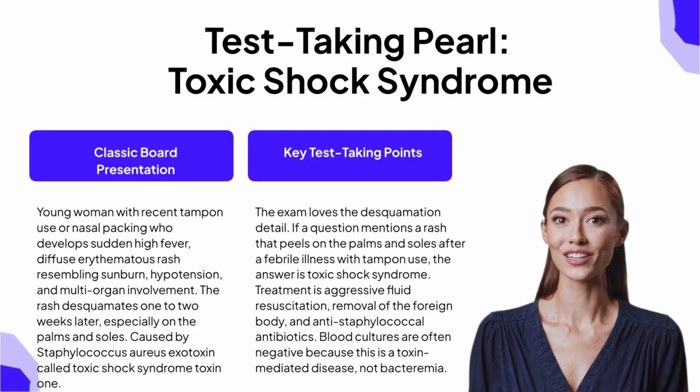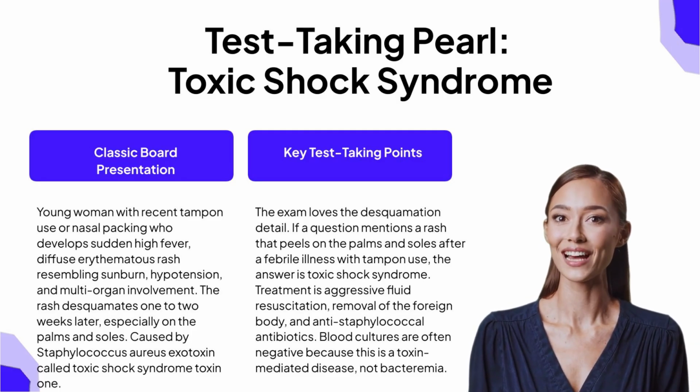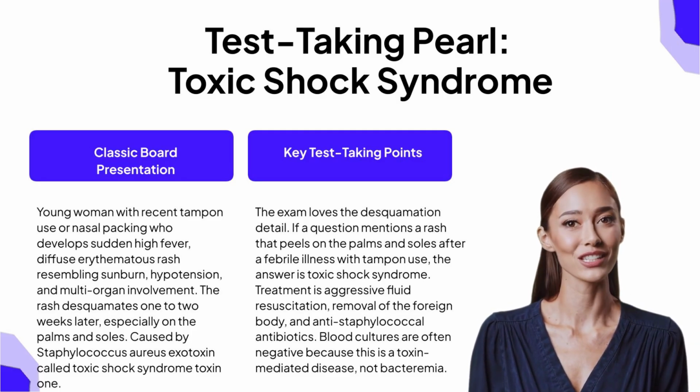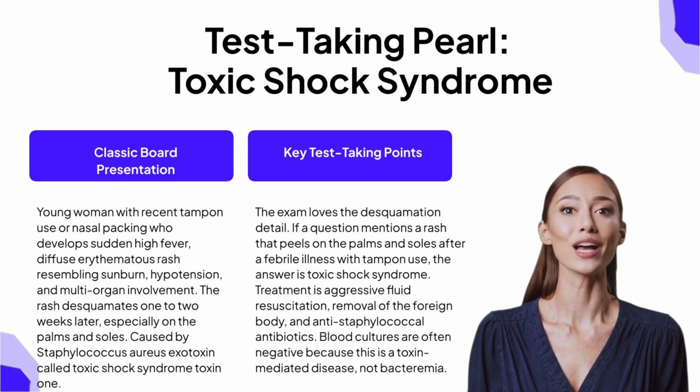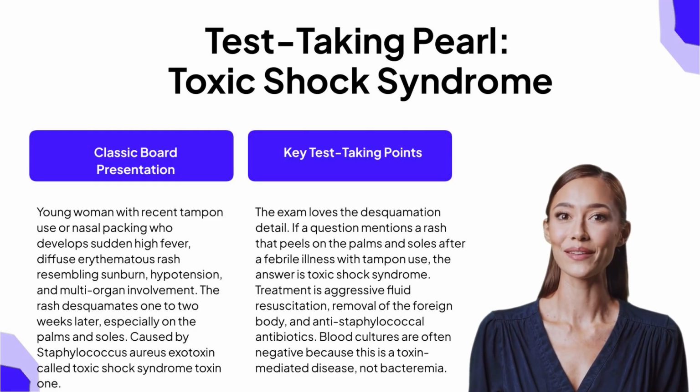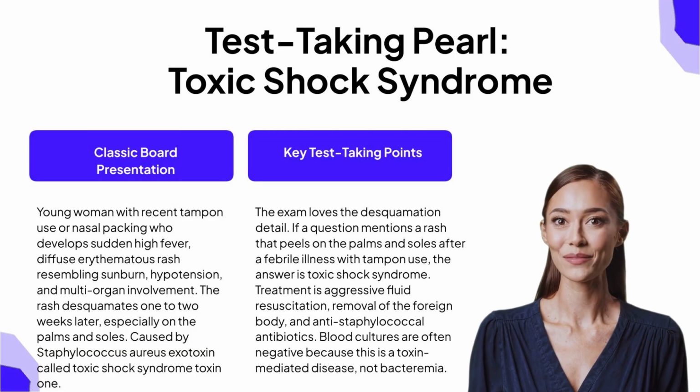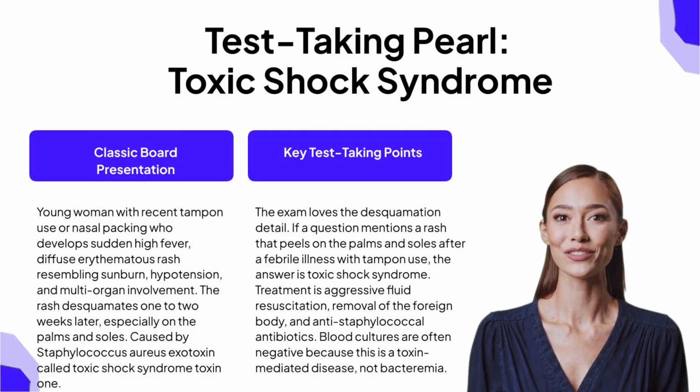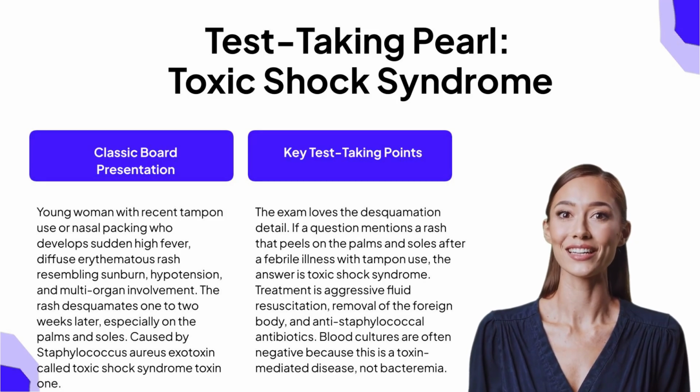The classic board question describes a young woman with recent tampon use who develops sudden high fever, a diffuse erythematous rash that looks like sunburn, hypotension, and multi-organ involvement. The rash desquamates, or peels, 1 to 2 weeks later, particularly on the palms and soles. This desquamation detail is something the exam tests repeatedly.